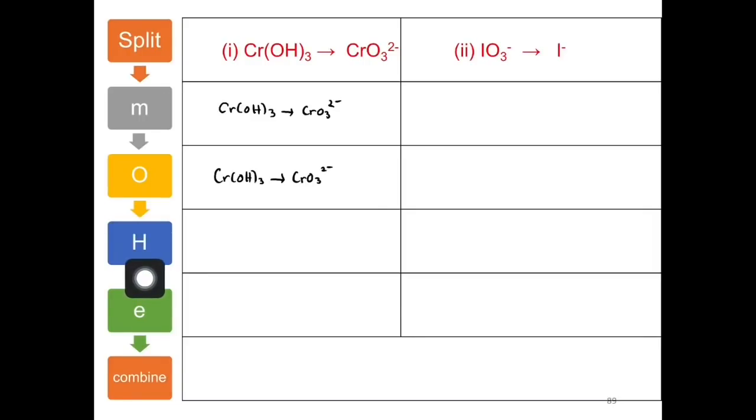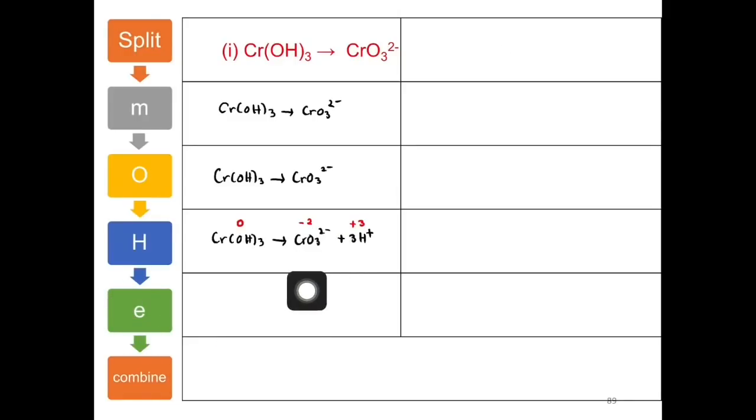Next, H. To balance the number of hydrogen atoms, on the left side we have 3 hydrogen and on the right side there is no hydrogen. So you have to add 3H plus to the right side. And lastly, to balance the number of electrons, please check the charge of each part first. On the left side the charge is 0. On the right side, the charge is -2 plus 3. So the total charge on the right side is 1.